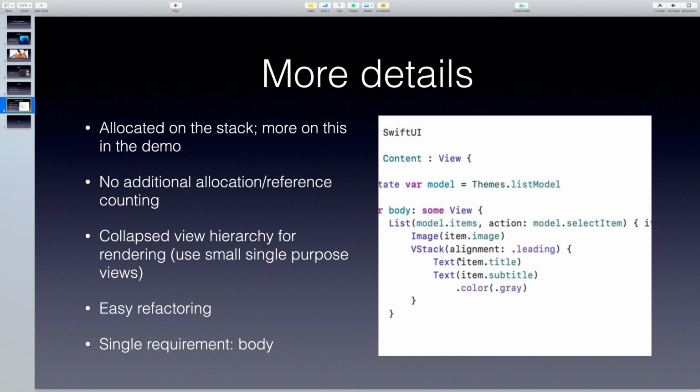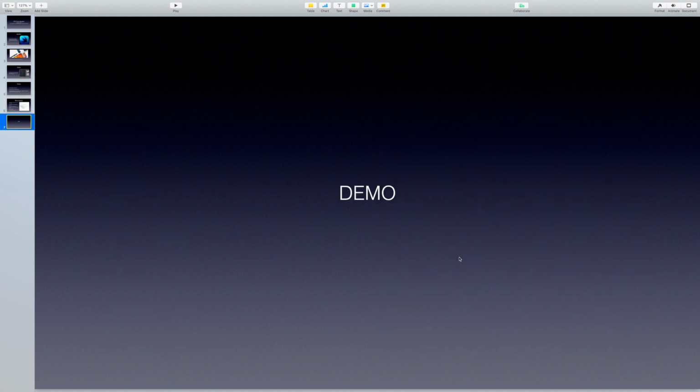And SwiftUI has a single requirement of body. Body is the only entry point ever called in SwiftUI, and this is going to lead to considerably fewer errors. We'll talk more about why when we get to the demo. And now I guess we can just jump into it.